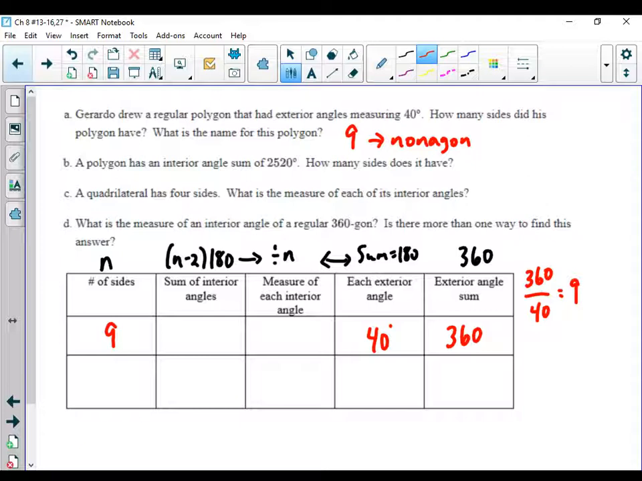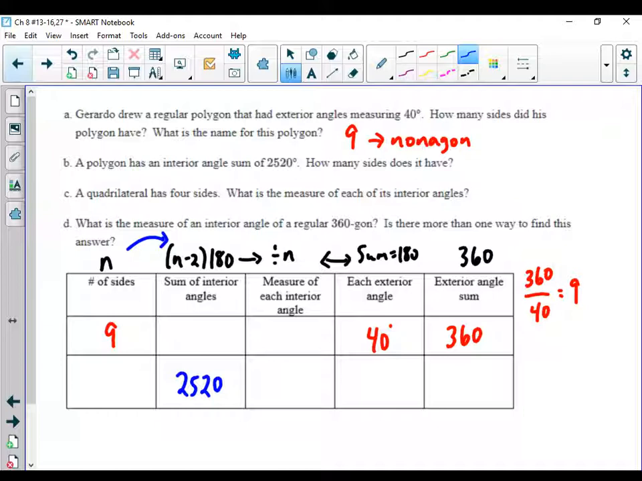All right, let's do another example where we might use the table to help us out. Part B says, I've got a polygon. The interior angle sum is 2,520. So I'm going to fill that into my table. My goal is to figure out, how many sides does it have? If I knew the sides, I know I can use this formula, the n minus 2 times 180. And that would give me my total.